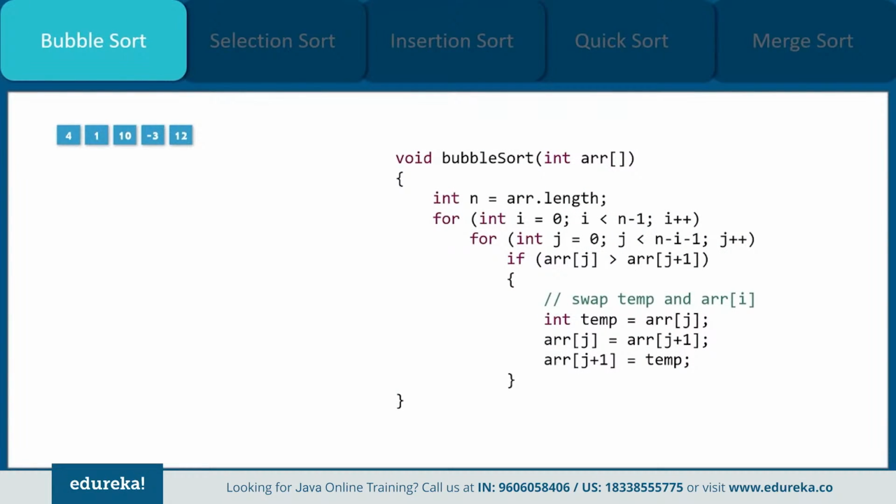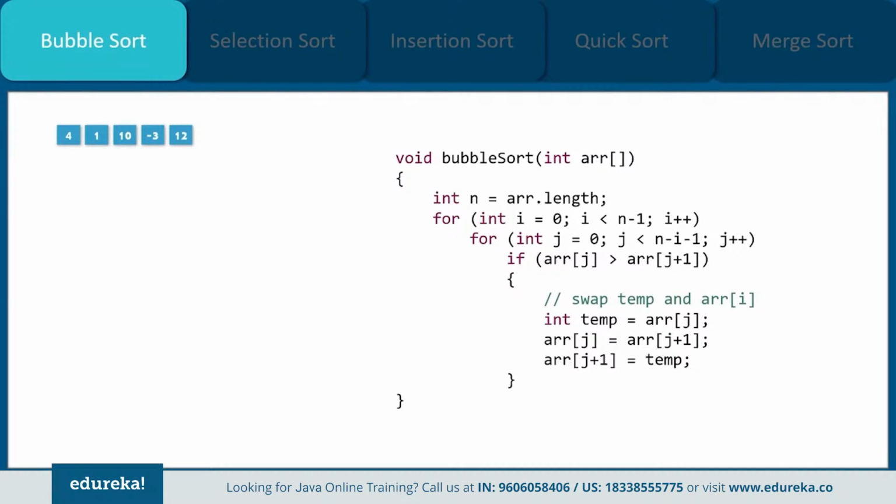When it comes to bubble sort, it's one of the simplest sorting algorithms. It performs swapping of the adjacent elements in case they are in the wrong order. We are always going to swap the adjacent elements if they are in the wrong order. We are considering that we sort the array elements in ascending arrangement. Let us see how it works. Consider that we have a set of elements: 4, 1, 10, minus 3, and 12.